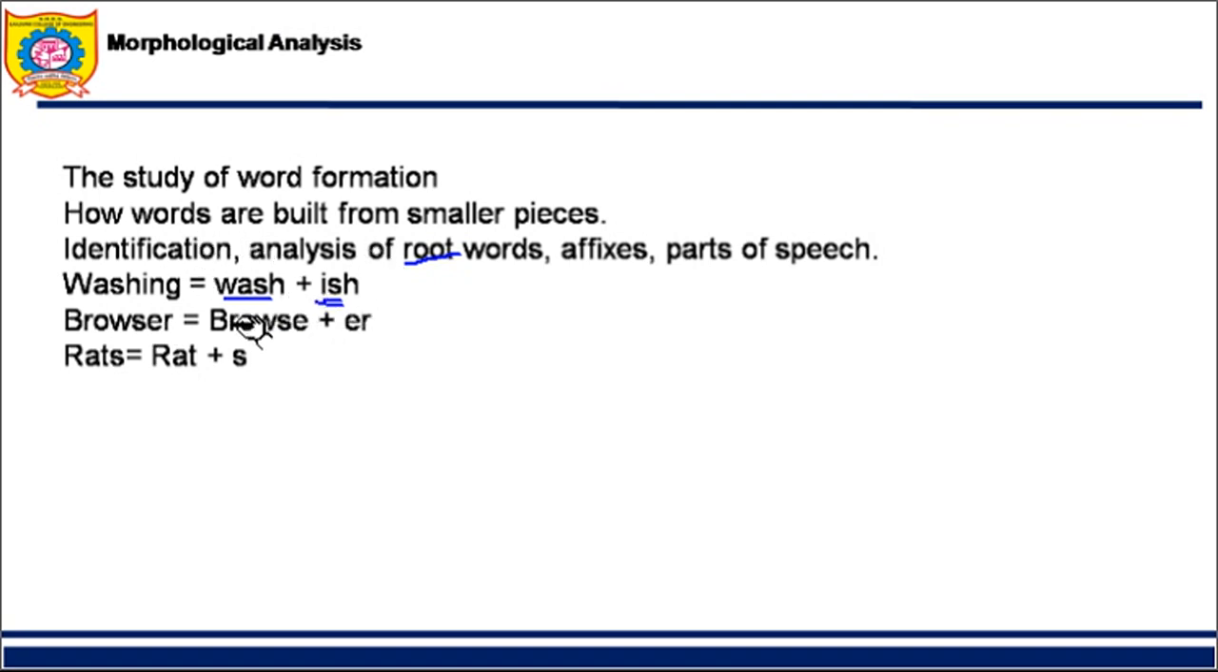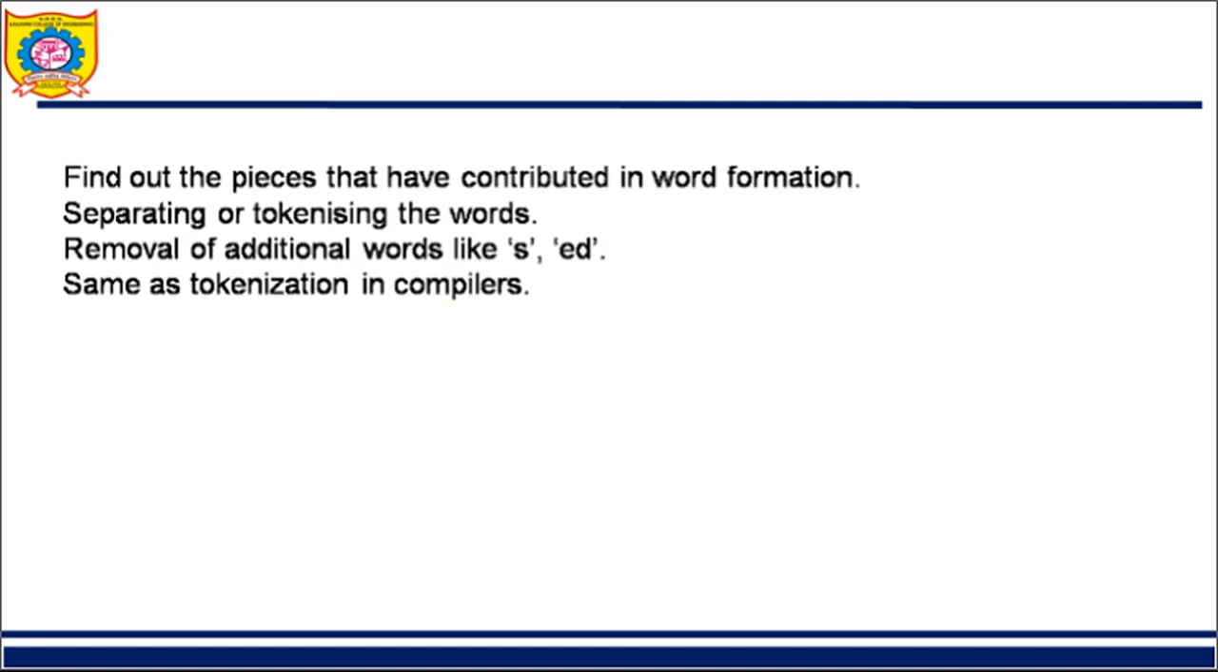So we are trying to identify and analyze the root words, right? What is the root word in the case of washing? Wash. What is the root word over here? Browse. What is the root word over here? Rat. So we are trying to identify it, and along with that, in morphological analysis, parts of speech are also going to be identified. Let us see in our next slide example. What we are going to do over here is find out the pieces that have contributed in word formation in order to make a particular word.